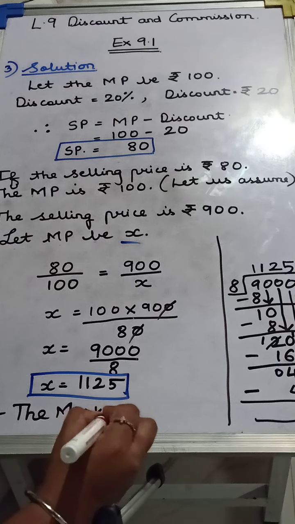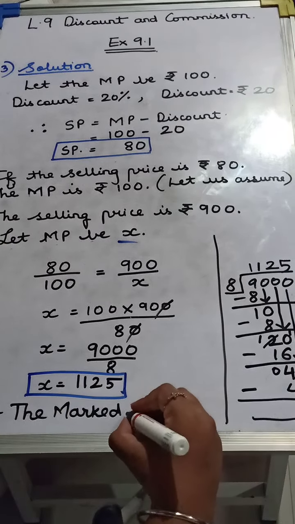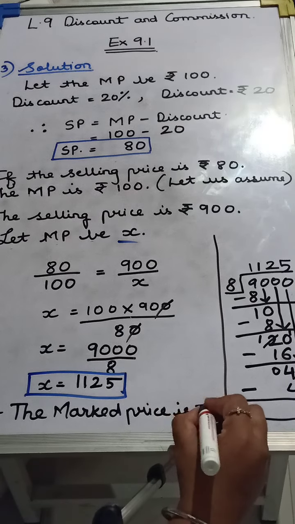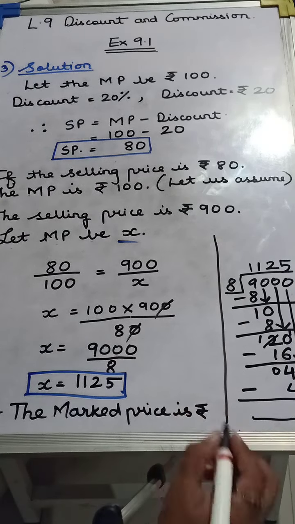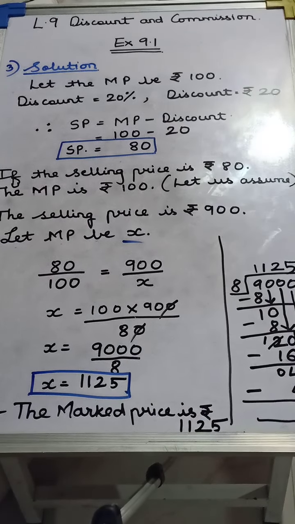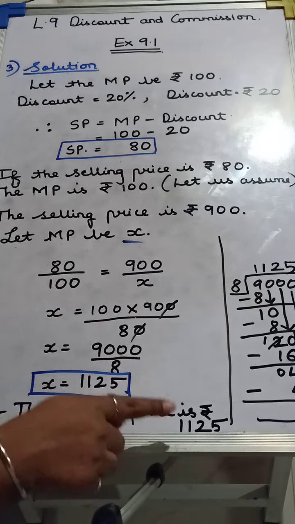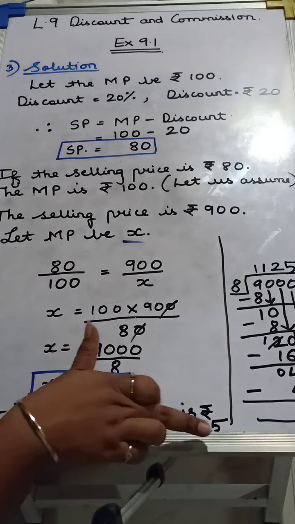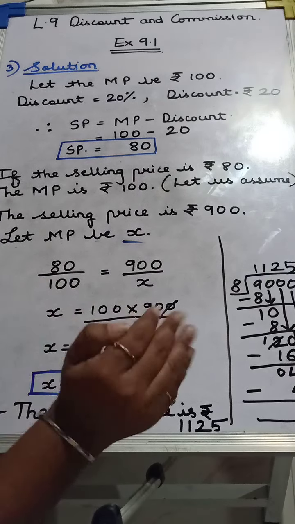The marked price is rupees 1125. Don't forget to write rupees, because all this is in rupees. We are talking about everything that we are writing or solving is all about money. So related to money, if you only write 1125, that is 1125.